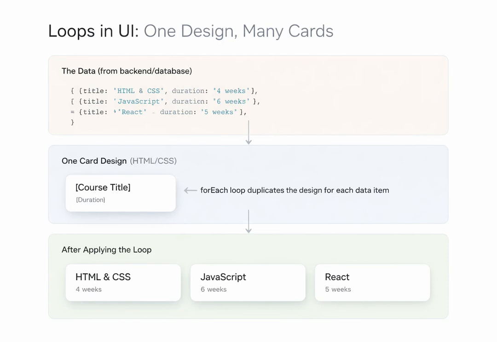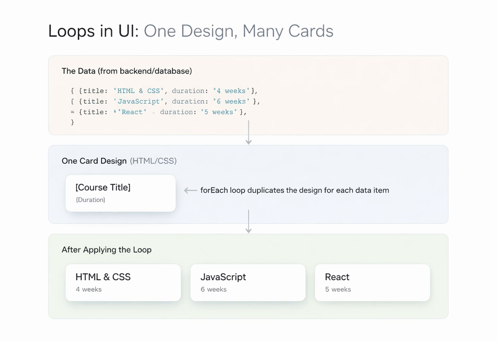This is where loops connect directly to what you see on real websites. Think about a courses page. You have multiple course cards displayed, each with a title and duration. A developer doesn't design each card individually. They design one card template in HTML and CSS, and then they loop through the courses data and apply that template to each item. So if there are 3 courses, you get 3 cards. If there are 30 courses, you get 30 cards, all from the same single design.